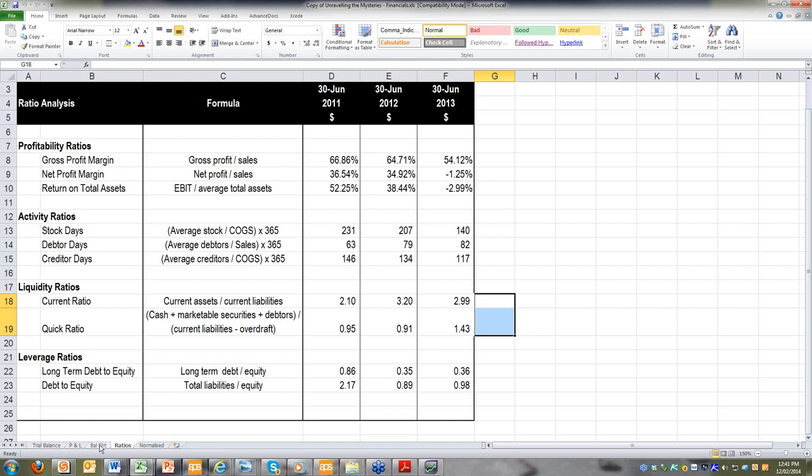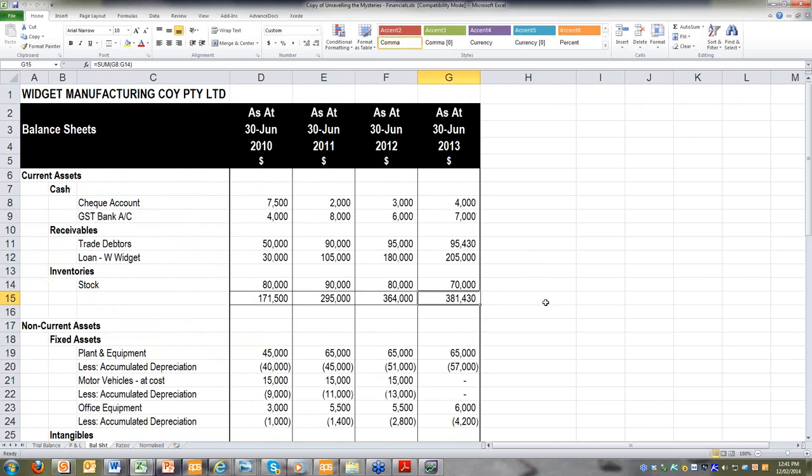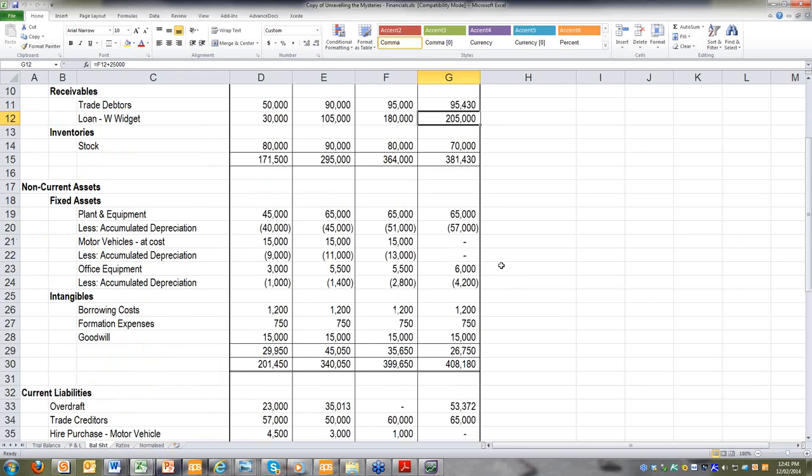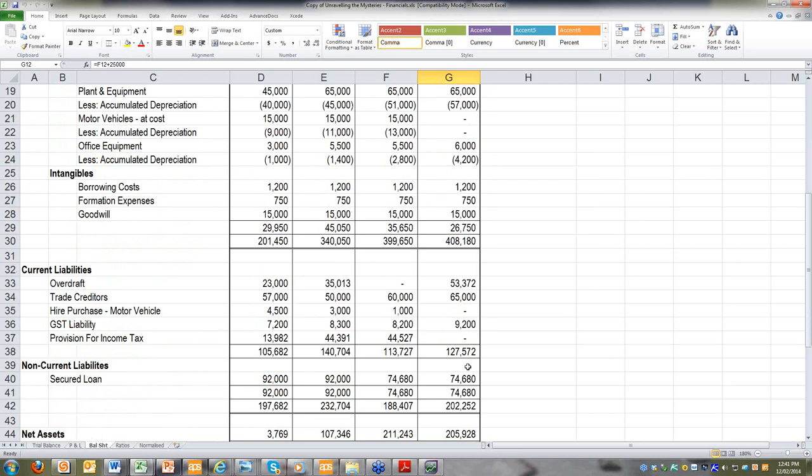So again, if we go up to our current assets, we've got current assets 381. How do our current assets look if we take out the loan to W Widget? Suddenly we're actually in a bit of trouble. That comes down to 176 compared to our current liabilities of 127.